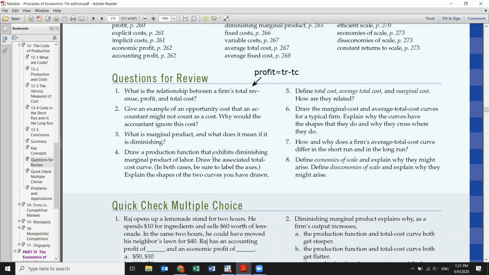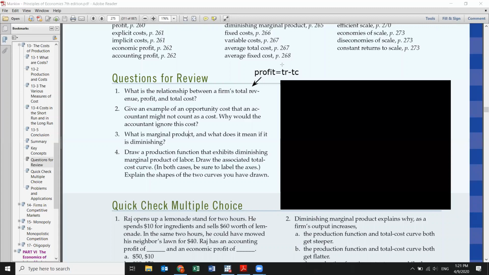Okay, draw the production function that exhibits the marginal product for labor. Draw the associated total cost curve. So we discussed these curves, guys. We reviewed it. We said there are two curves that are correlated. Let me just make it like this.